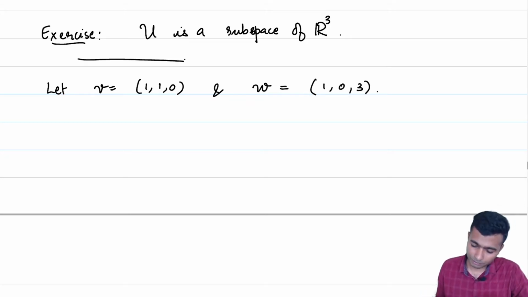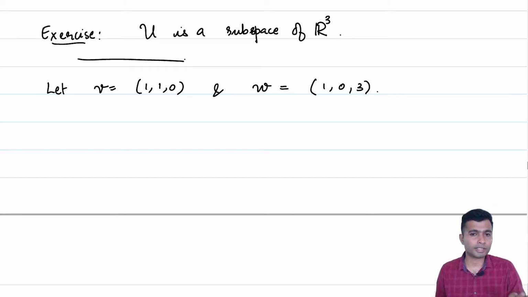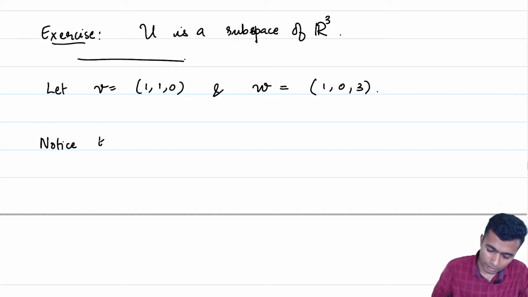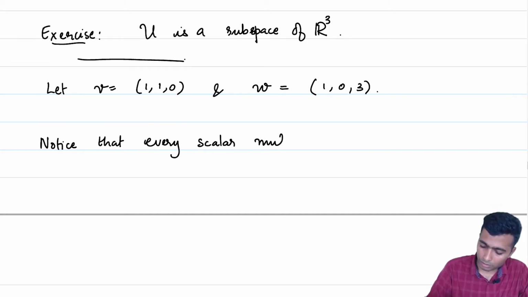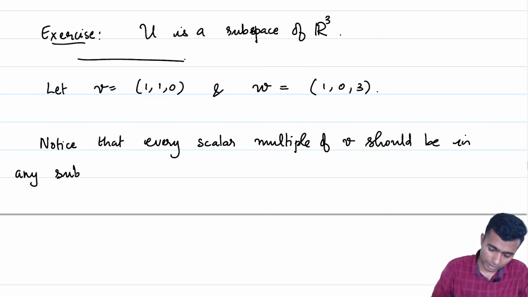So, like in the previous case, the first thing to notice is that if V is there, any scalar multiple of V should also be there. So, notice that every scalar multiple of V should be in any subspace that contains V.